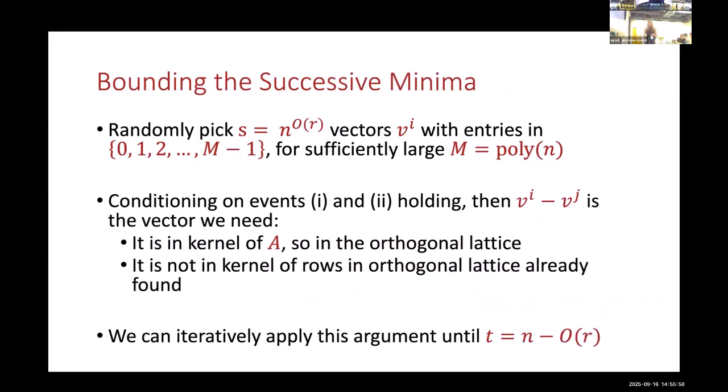Let's summarize what this says. With high probability, conditioning on events 1 and 2, vi minus vj is actually the vector that we wanted to find. It is in the kernel of A, so it's in the orthogonal lattice to the row space. And it's also not in the span of the vectors in the orthogonal lattice which we already found, since B times (vi minus vj) is not equal to 0. So we can apply this probabilistic argument repeatedly until we've done it n minus O of r times.